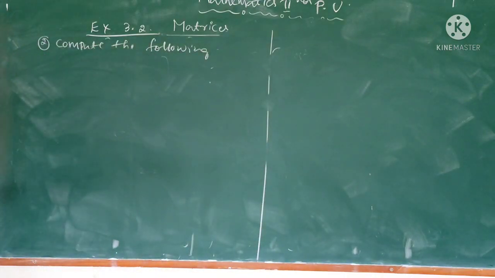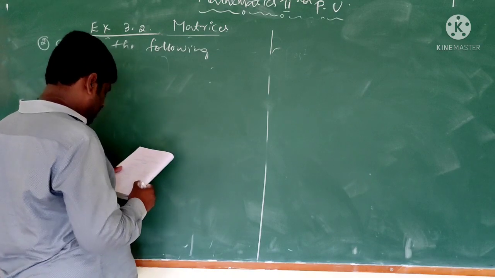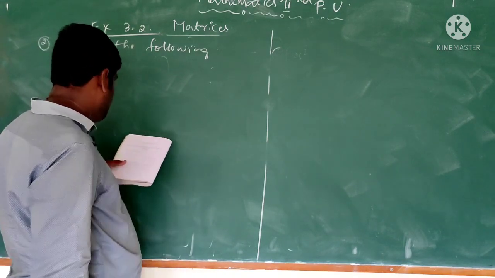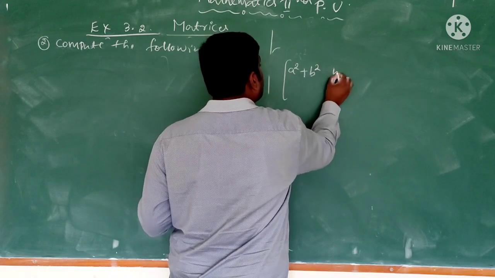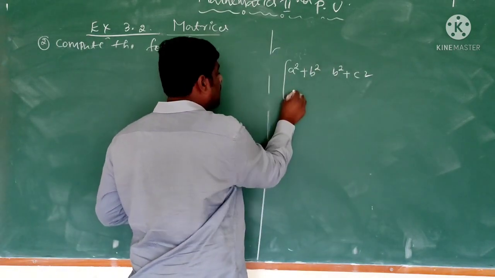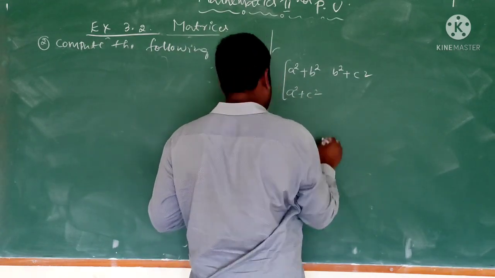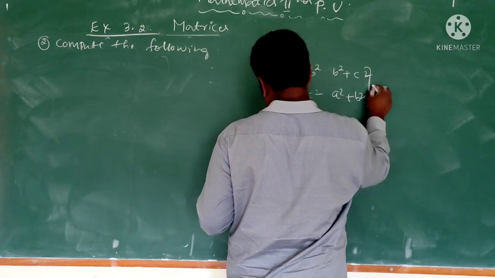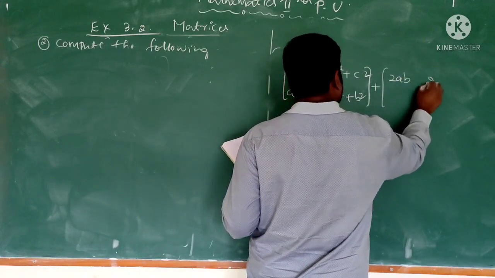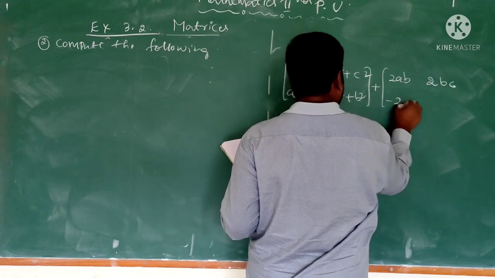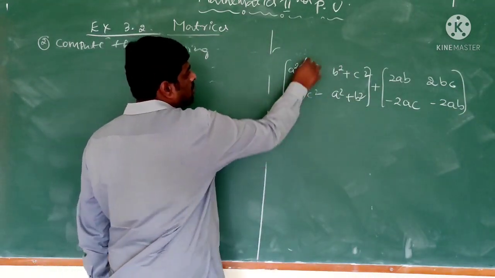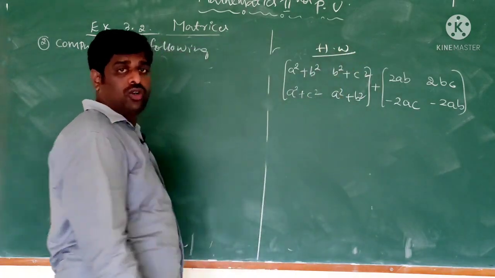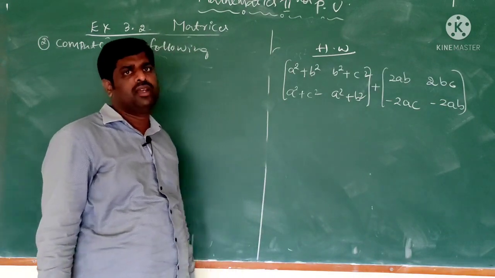Dear children, similar problem, I'll give you homework. Here, A square plus B square, A square plus C square, plus 2AB, 2BC, minus 2AC, minus 2AB. Okay, so this is homework for you. This one you have to do yourself, and that homework you have to send me through WhatsApp.